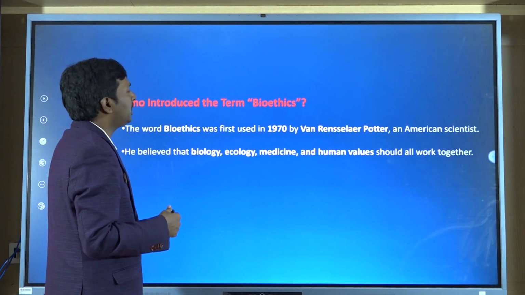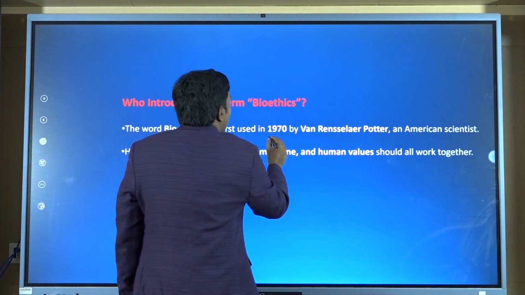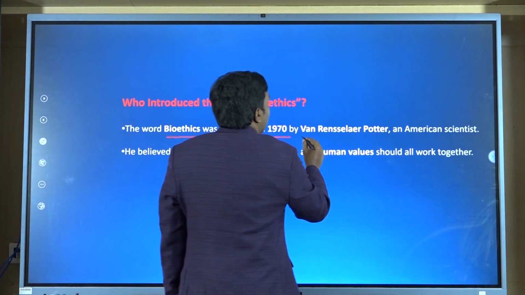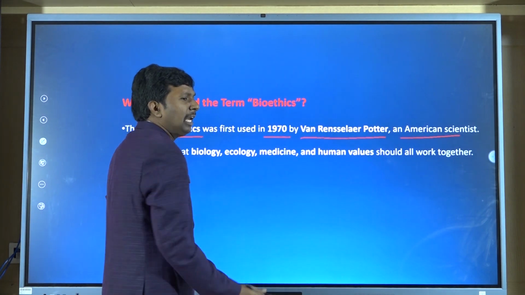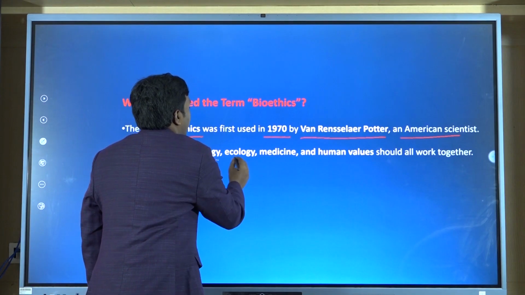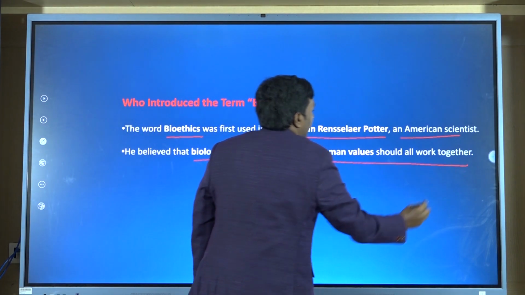And who introduced the term bioethics? The term bioethics was introduced in 1970 by Arthur Van Rensselaer. He is an American scientist. He believed that biology, ecology, medicine and human values should all work together.